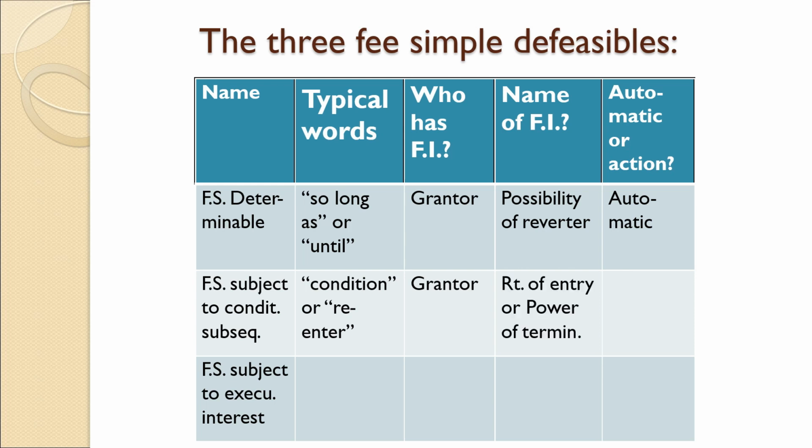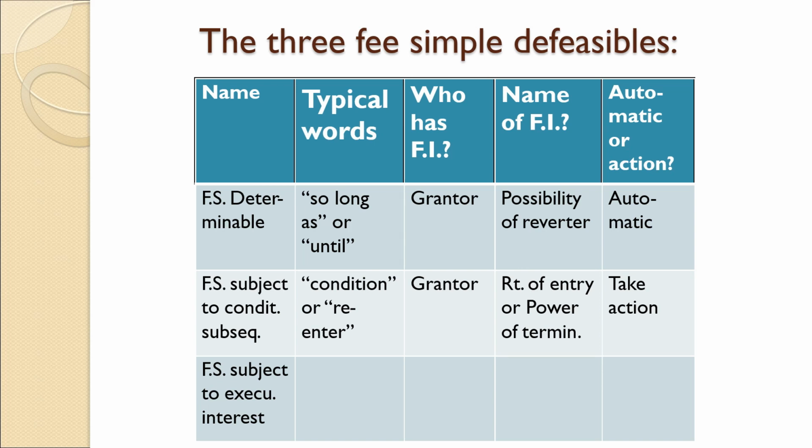What do we call the future interest? Well, there are 2 different names for it. It could either be called a right of entry or a power of termination. Either phrase is perfectly okay. Is it automatic, or does the grantor have to take action to get the property back? And with this one, this is the main difference from the first one, the fee simple determinable. Here, the grantor has to take action to get the property back.